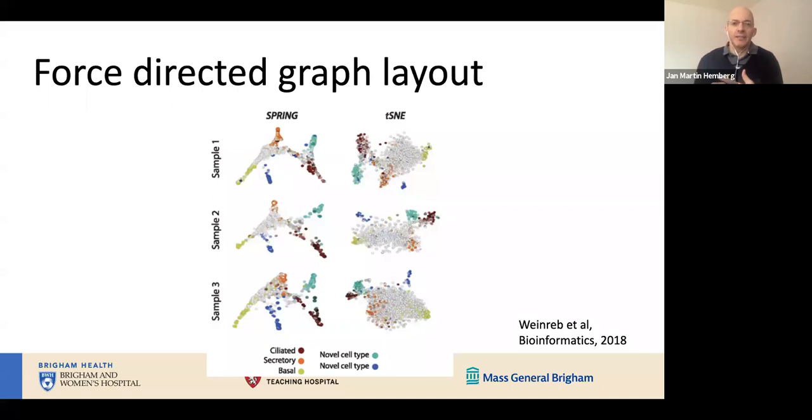One advantage of this is that it gives you much more reproducible results. As you can see here, you have 3 different samples from the same type of tissue, and this spring method with a forced graph layout gives you more or less the same topology every time, whereas when you run it with t-SNE, it looks quite different every time. So that's obviously a very big advantage. I think the drawback of this method is that it can be computationally very costly to run. So if you have a large number of cells, this can be problematic.